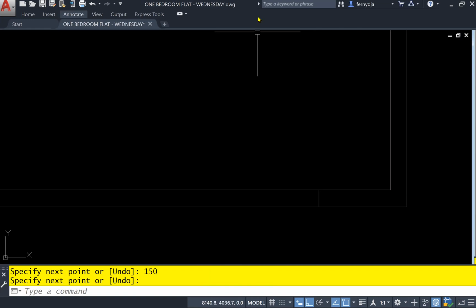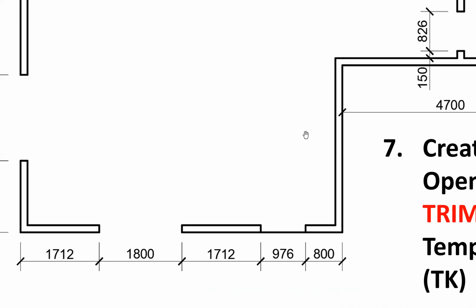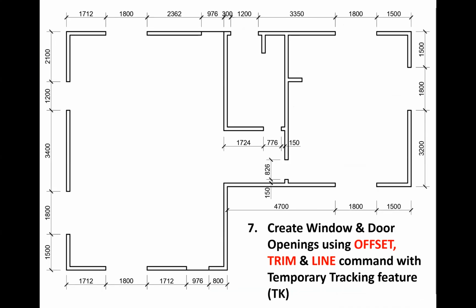So we're going to look at those measurements, and then we just go into the offset command, stay in the offset command, and just offset all of them. So according to the drawing, the front door, let me zoom out so you can see everything. The front door and the back door is the same distance.